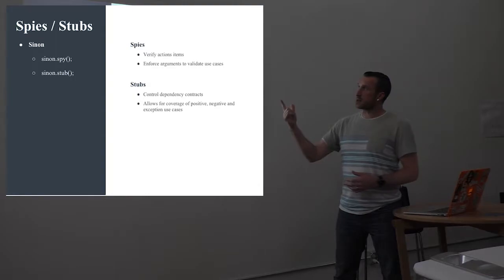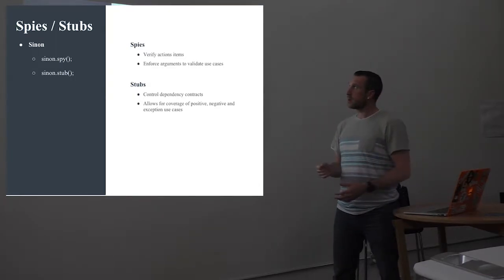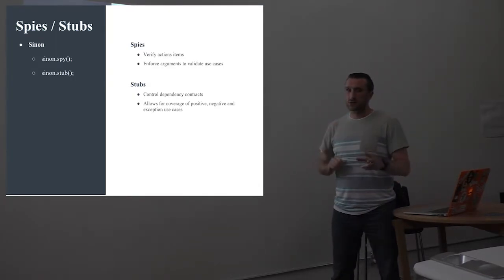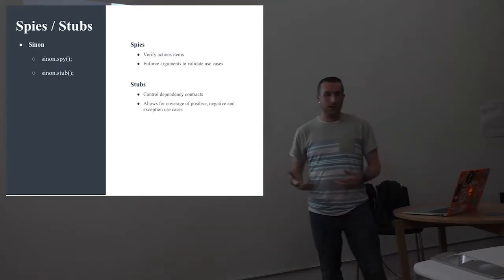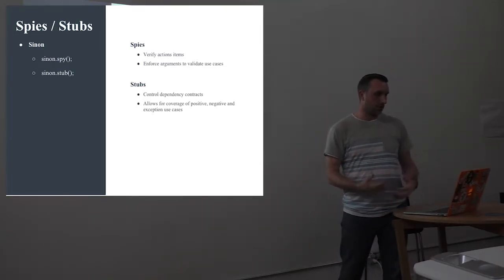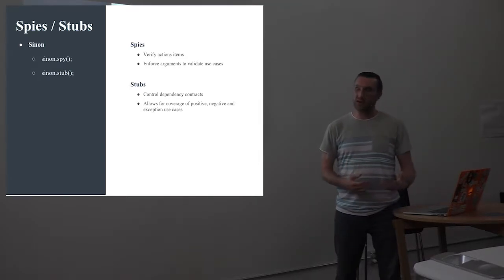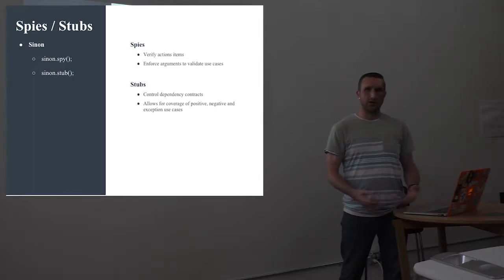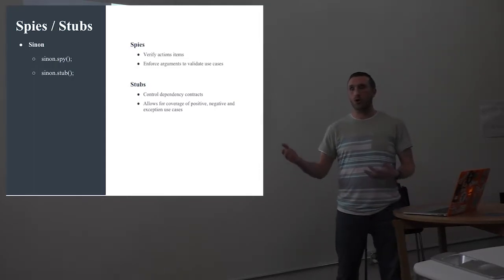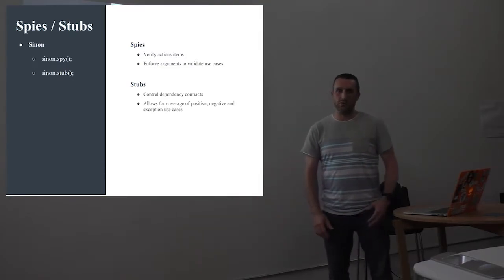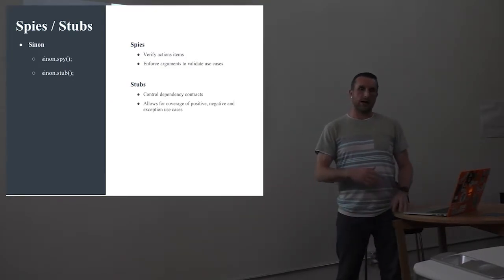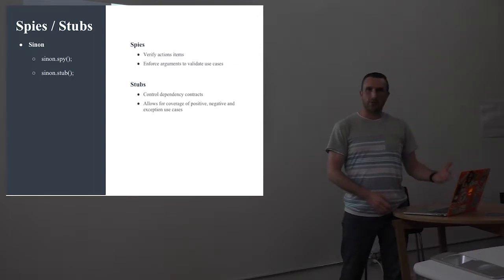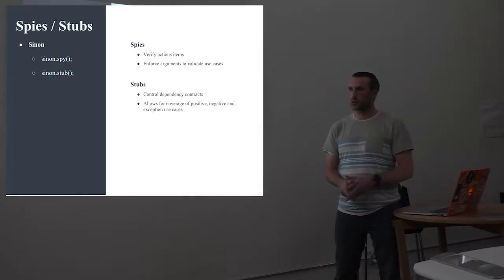Spies and stubs. Sinon is my preferred spy library. There's a slight difference between the two. If you've heard of spies and stubs, you can use them interchangeably, but the spy is really just there to keep an eye on things, to verify action items. I expect my method to call method B of this other service, and it should be called with this value. I can then say, oh yes, my code did actually call that. That's what spies do: just keep an eye on a function and allow you to say, yes, it's been used.